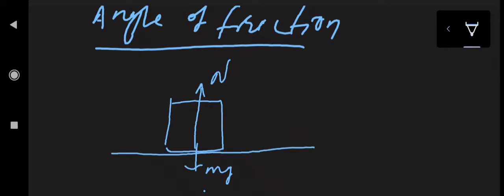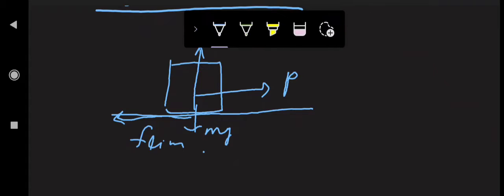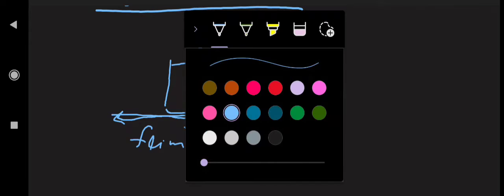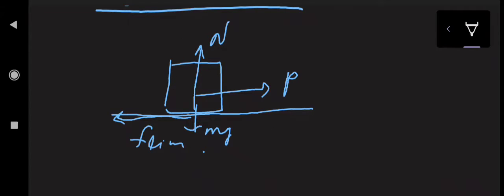Suppose if we apply a force to pull it, there will be a frictional force formed which is called limiting friction. When we apply a force to move it, there will be a frictional force. So if the body moves, we can say that it overcame the limiting friction. So that maximum friction is limiting friction. That's why we are calling this frictional force limiting friction.